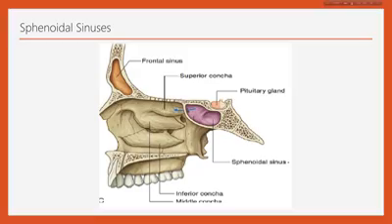The blood supply occurs from the posterior ethmoidal vessels. The lymphatic drainage occurs into the retropharyngeal node, and nerve supply occurs from the posterior ethmoidal nerve and the orbital branch of the pterygopalatine ganglion.